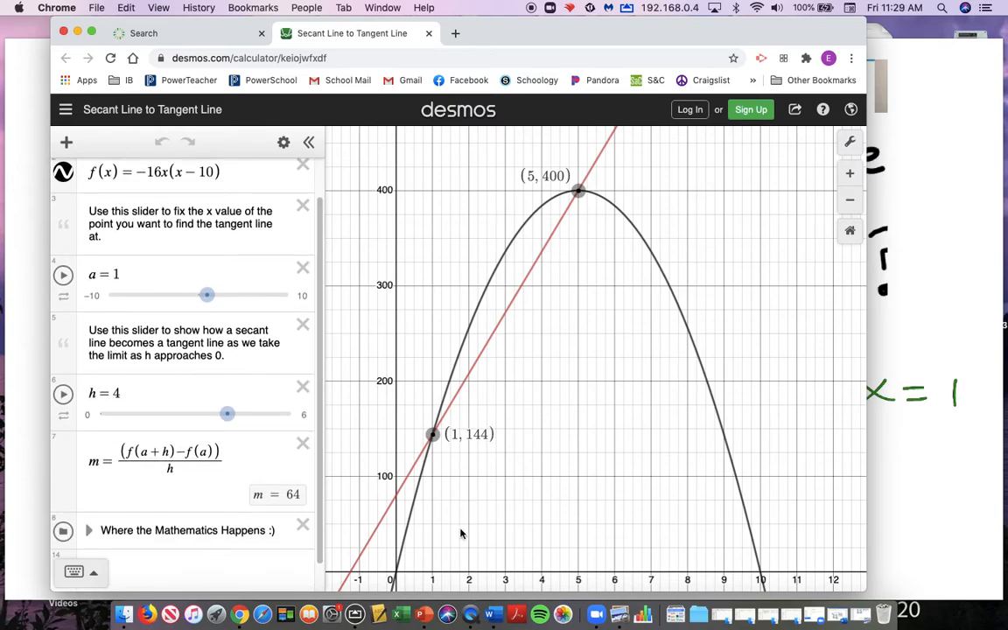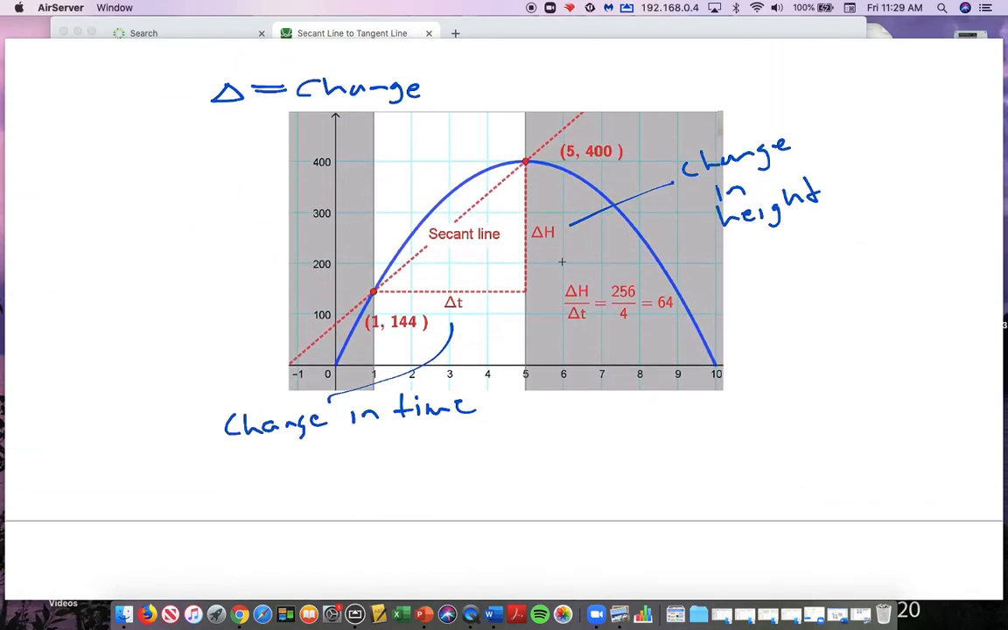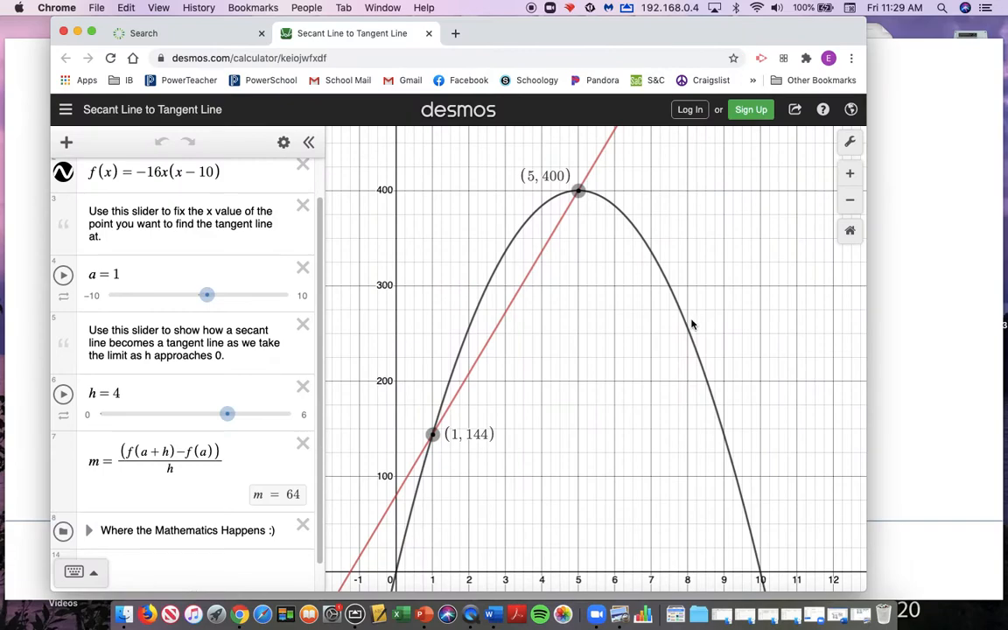H right now is 4, and h refers to this difference between these 2 points, 1 and 5. That h value was 4, much in the same way it was back here. That change in t in this case is using h over here on this one, but it's this idea here that I'm taking the slope, and we'll talk about this in a second. But when this point is at 5, notice the slope is 64 right here. Okay, that secant line's slope is 64.